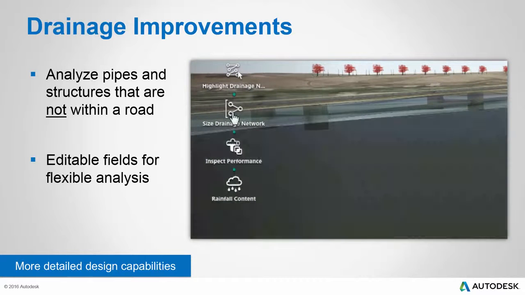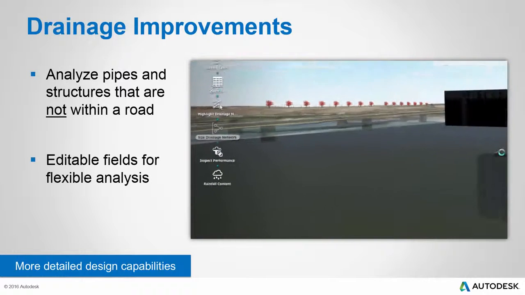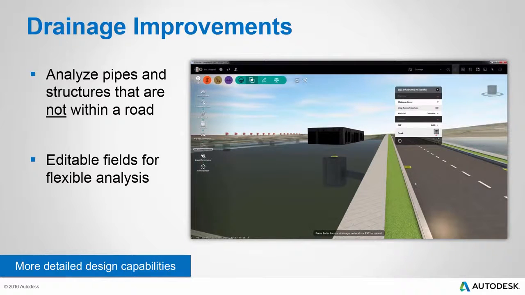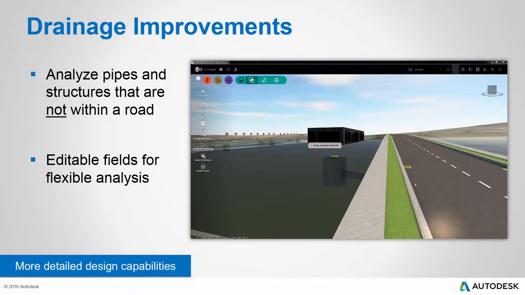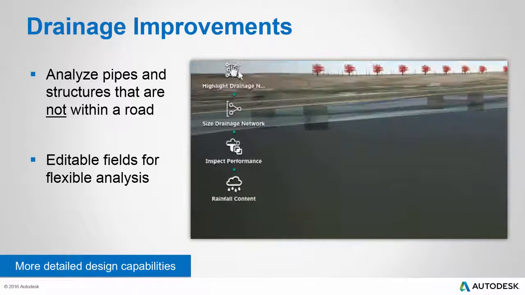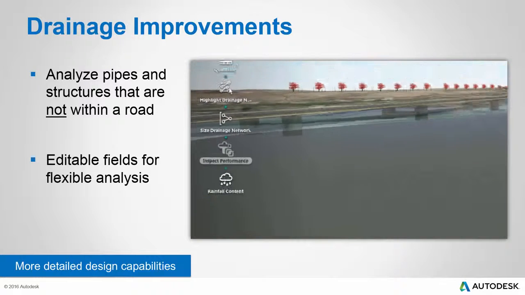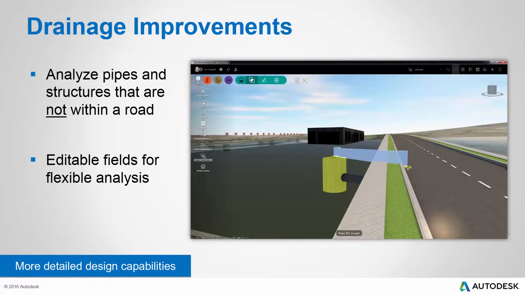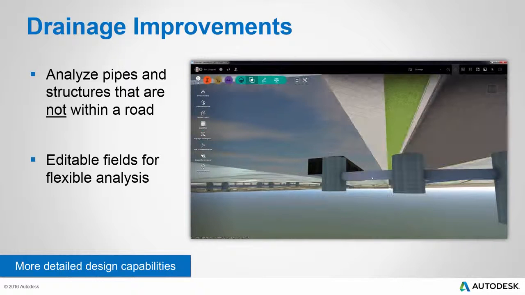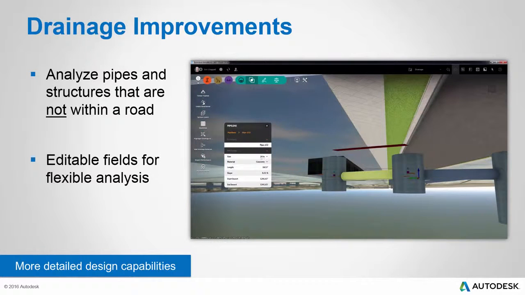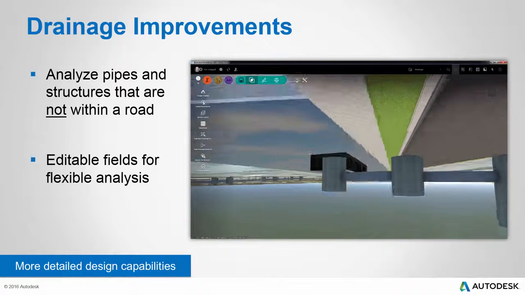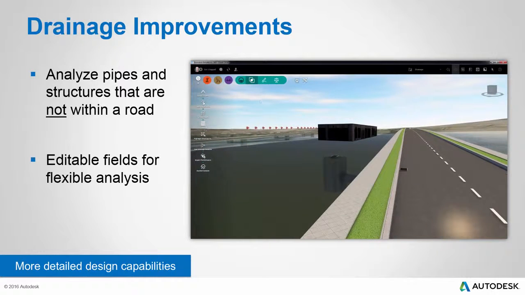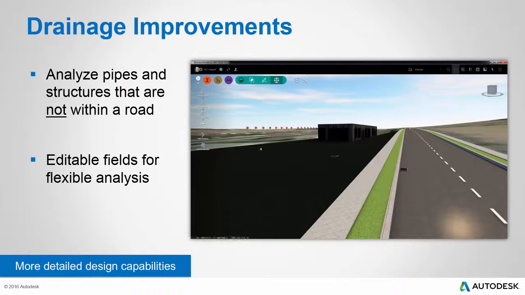So we'll go ahead and size the drainage network and ask InfraWorks 360 to automatically fix that for us, and it'll go in and check all the pipes in the network and update this particular one to make sure it can pass the flow that we've determined it needs to pass. And now when we inspect the performance, we can see that it is performing as it should. So why is this important? It allows you to create more detailed designs, in this case by enabling you to create pipes and structures that are outside the road surface.